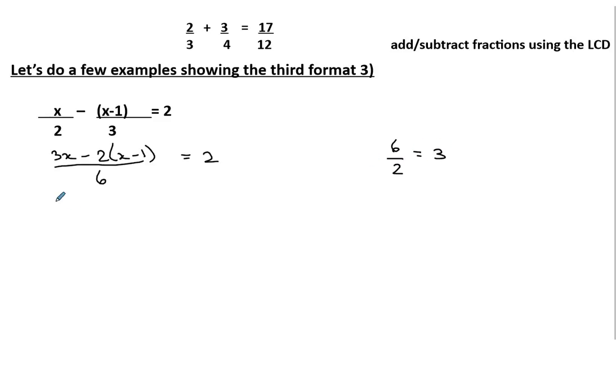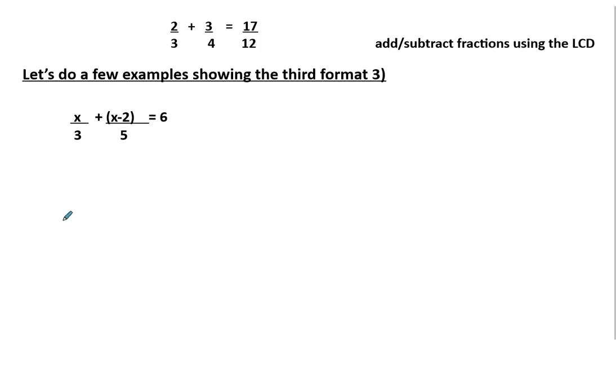So we can cross multiply. But let's expand this first. So we've got 3x minus 2x, and then minus times minus is positive. So you've got plus 2 equals 2 times 6, which is 12. So you've got 3x minus 2x is x, plus 2 equals 12, minus the 2, so x equals 10. Okay, let's do some more.